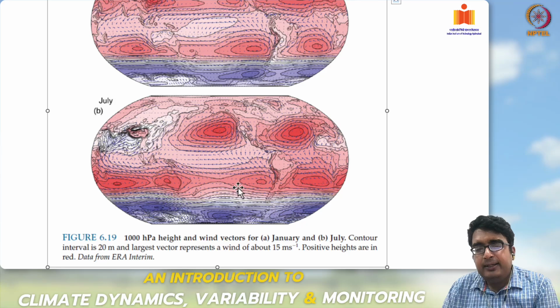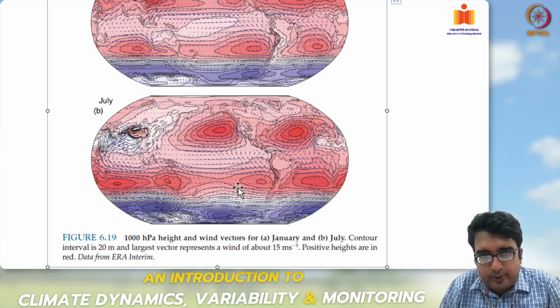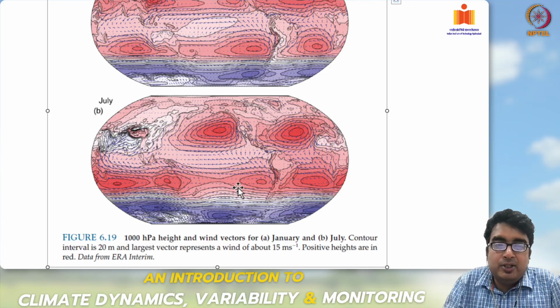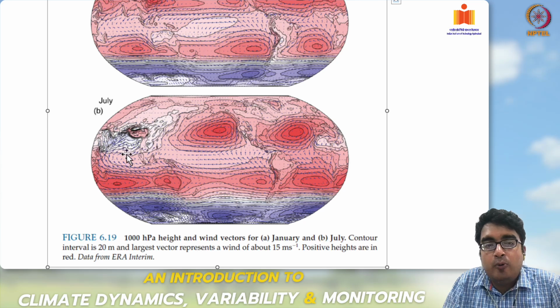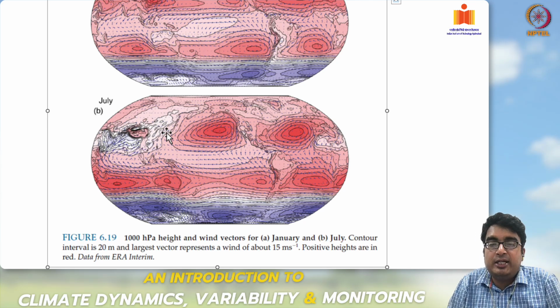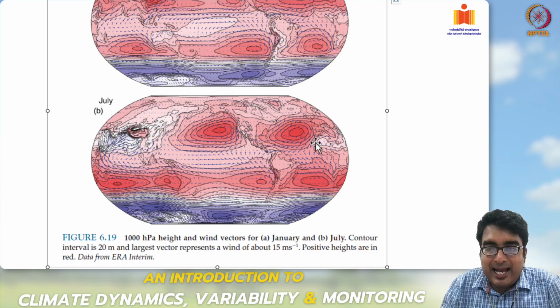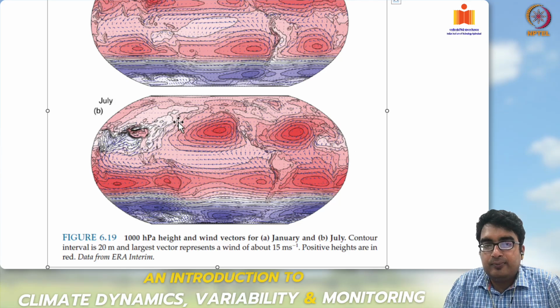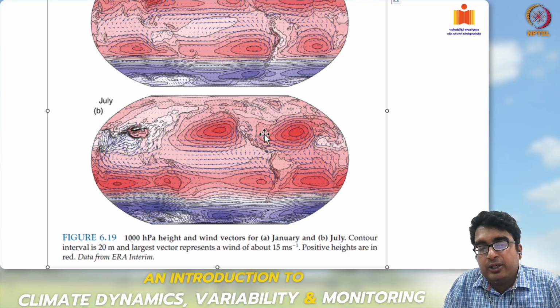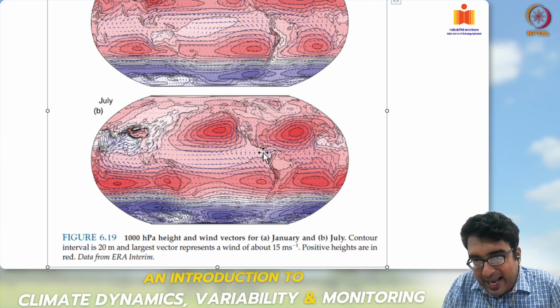In July, the situation is reversed. What you see here in July is a very strong low pressure zone developing over the Asian landmass, which gets heated up, as well as the African landmass. This section here. Low pressure zones also develop in the North American landmass as well.